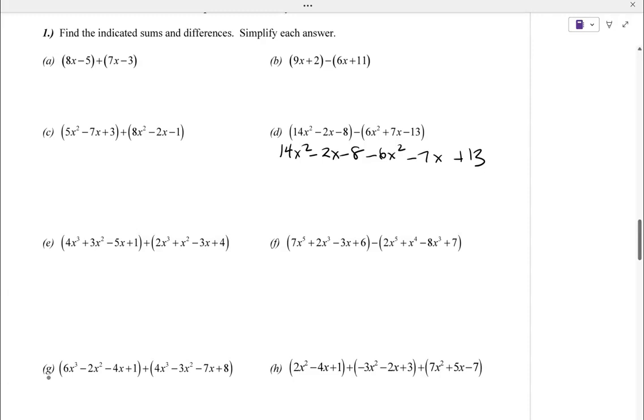I would do that first to make sure you don't mess up your signs, because that minus sign has to apply to everything. I would just get in the habit of distributing it through everything, and that way you won't mess it up. It's easy to mess it up, so I would do it that way.